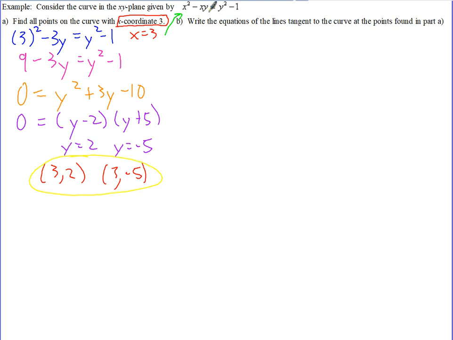And then it says write the equations of the lines tangent to the curve at the points found in part A. So we need two different tangent lines, one for each of these points. Remember, to get the tangent lines, we need a point of tangency, which these already are, and the slope, and that's where we need the derivative. So let's go ahead and find the derivative of our equation here.